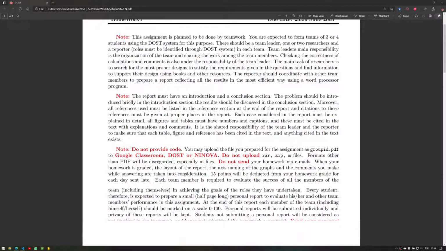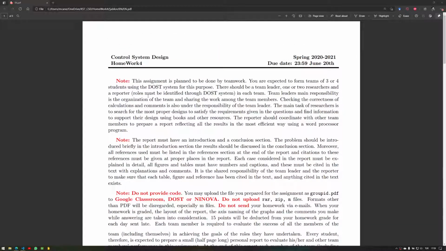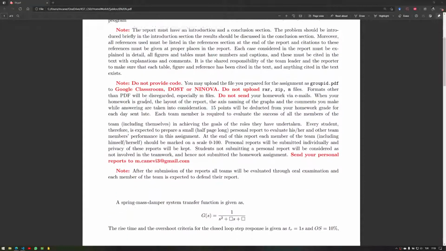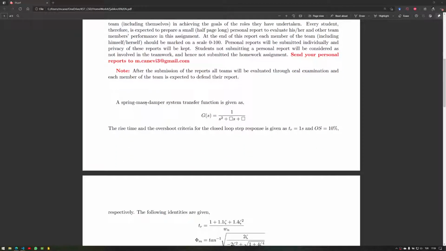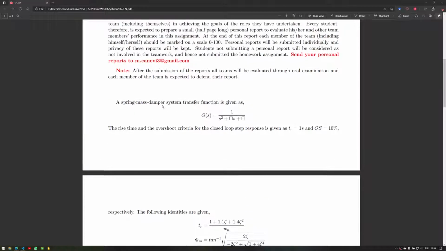Now this is again a homework for a teamwork here. So you will be working in teams again, as it was the case for homework 3. Now this homework focuses on the frequency domain and state space methods.